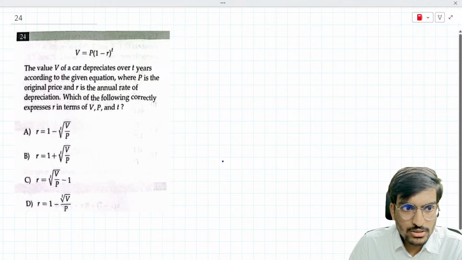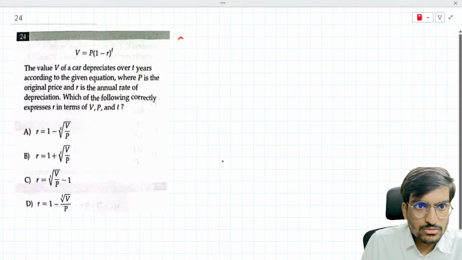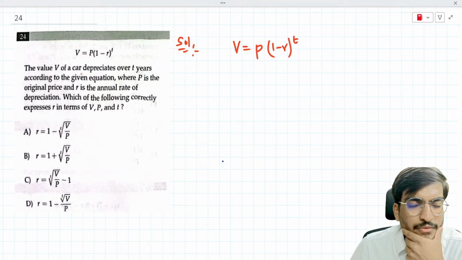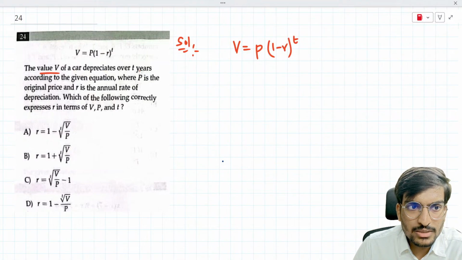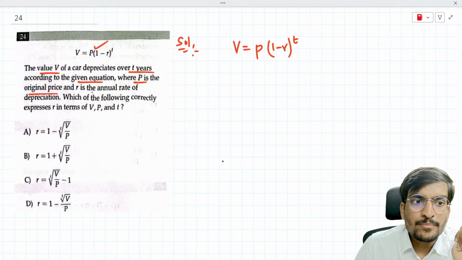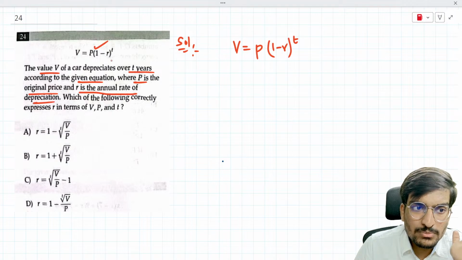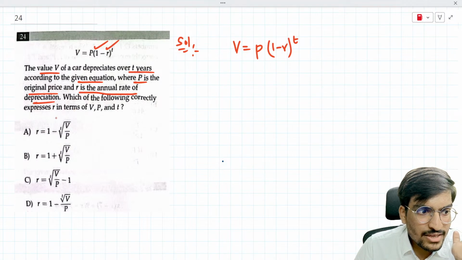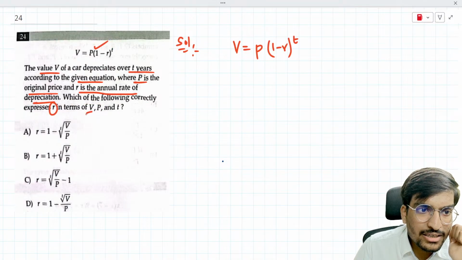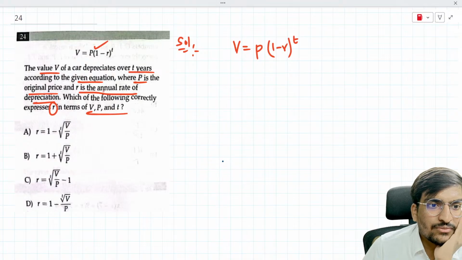Question number 24. V equals P times (1 minus R) whole raised to the power of T. The value V of a car depreciates over T years according to the given equation. P is the original price. R is the annual rate of depreciation. Which of the following correctly expresses R in terms of V, P, and T? So we need R in terms of V, P, T.